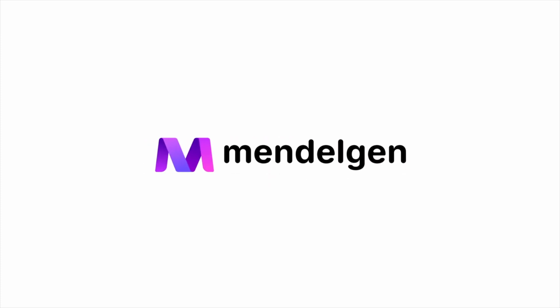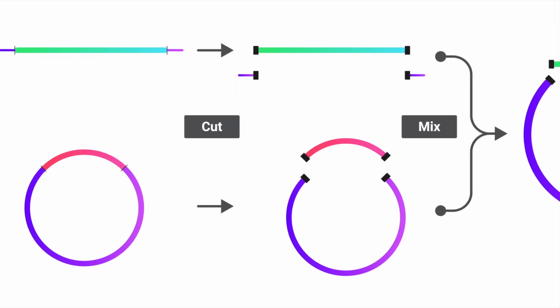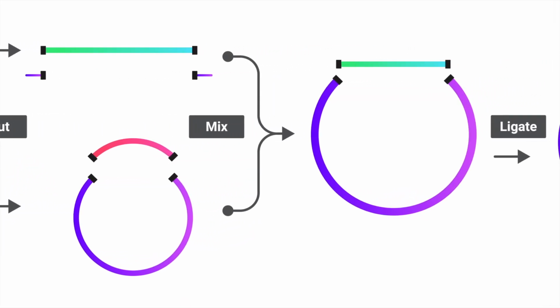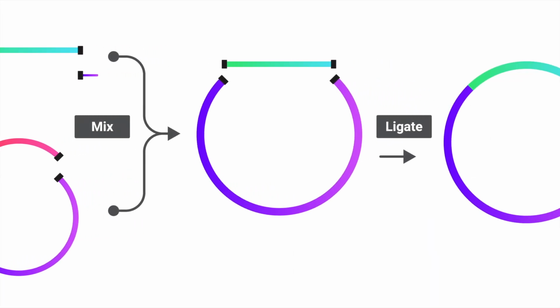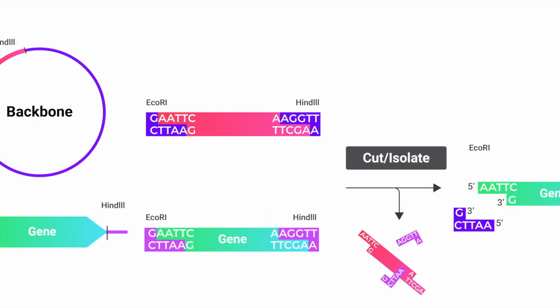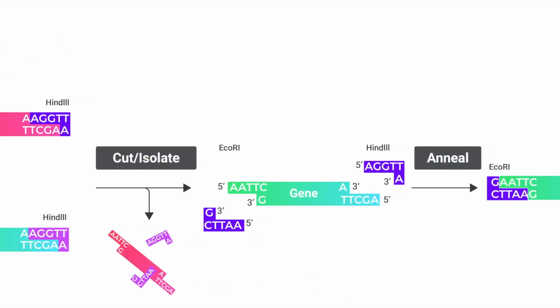In this video, we will show you how to simulate restriction cloning on Mendelgen. Restriction cloning is a common cloning technique that uses restriction enzymes to prepare both a vector and an insert for ligation. We will simulate inserting a single fragment into a plasmid vector.